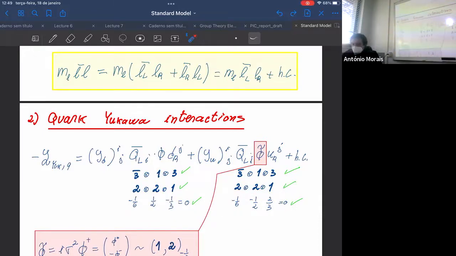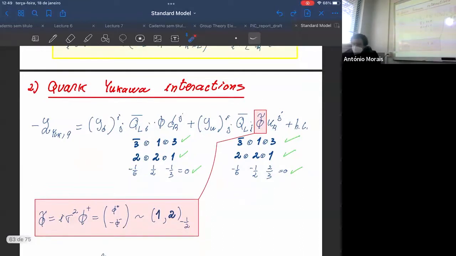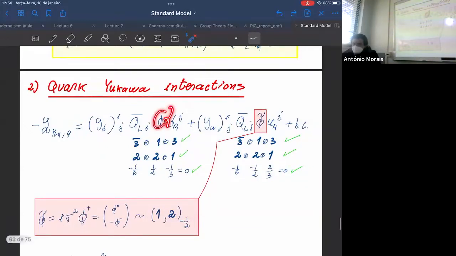But here I have a phi tilde. Typically we do this: to get this interaction working, you need to conjugate this phi. This is the sigma 2 Pauli matrix, and you can rename this in this way, but this is the 1, 2, minus 1/2. It's because if you have this one, this is the same field, it's just redefining, making this conjugation of charge.